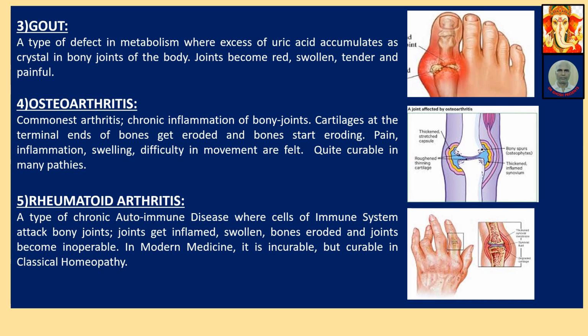Number 5, rheumatoid arthritis, a type of chronic autoimmune disease where cells of the immune system attack bony joints. Joints get inflamed, swollen, bones eroded, and joints become inoperable. In modern allopathic medicine, it is incurable, but curable in classical homeopathy.